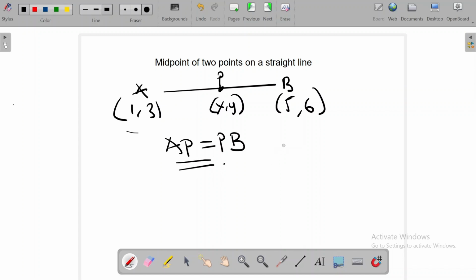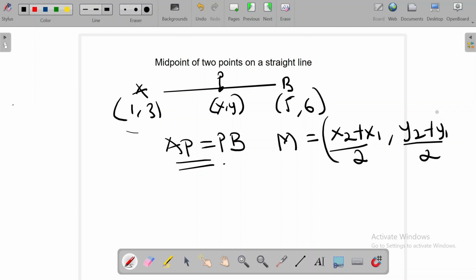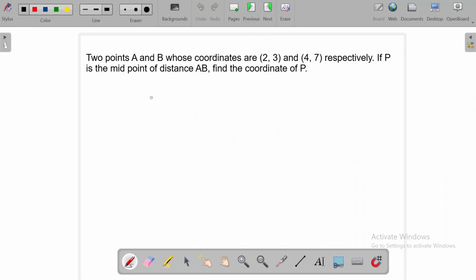So mathematically, I can say the midpoint, let's use M to represent it in this case, would be x2 plus x1 divided by 2, y2 plus y1 divided by 2. So let's look at an example to make us understand it better.